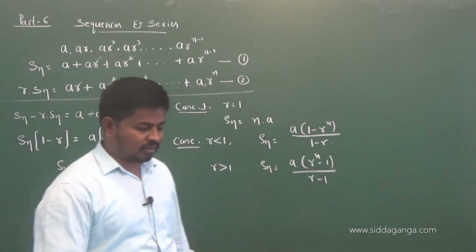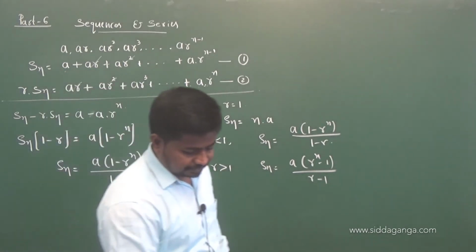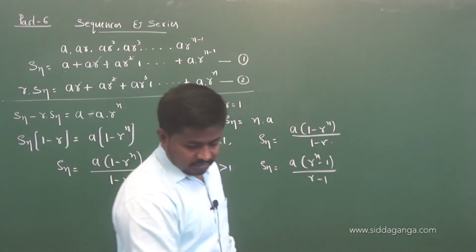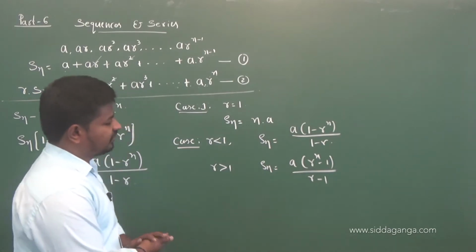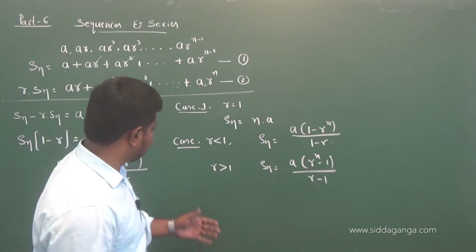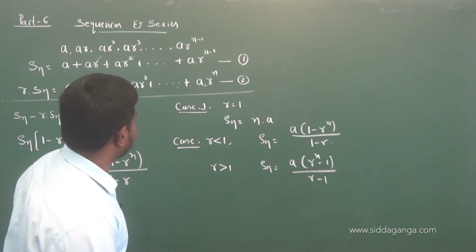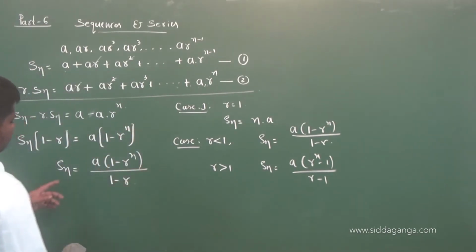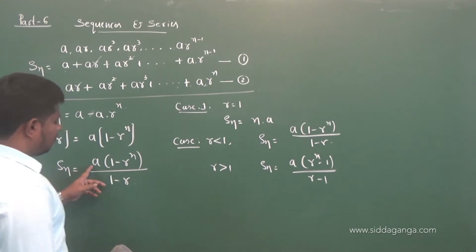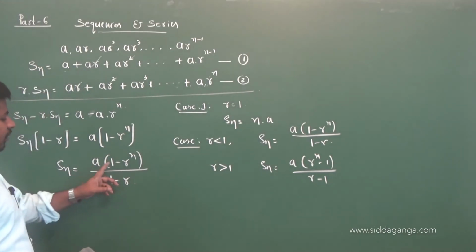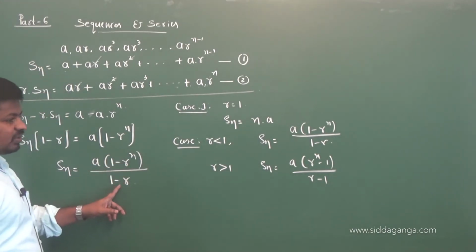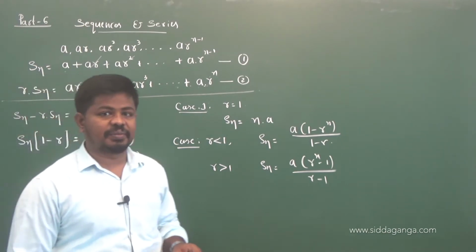So, this is the summation of n terms of a geometric progression. These are the formulae used to find the sum of n terms of a geometric progression. Sn is equal to a into 1 minus r power of n divided by 1 minus r gives the sum of n terms of the geometric progression.